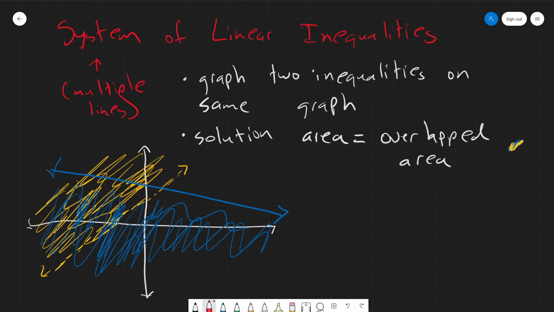Hello, this is going to be my video on systems of linear inequalities. So that's when we've got multiple lines. Whenever you see that word systems, that's what they're talking about. So right now, instead of just graphing one line and shading, we're going to graph two on the same graph.